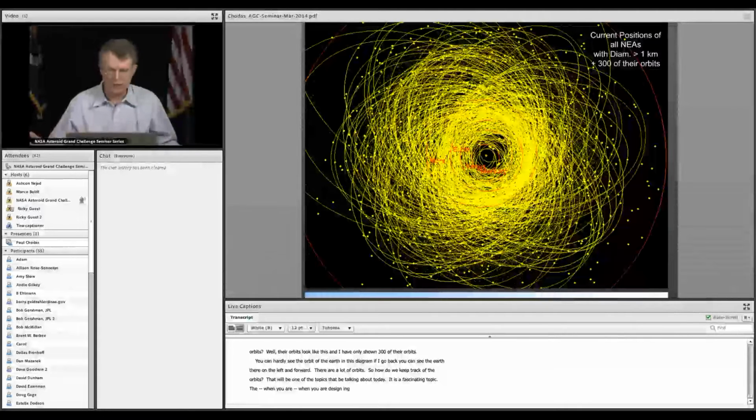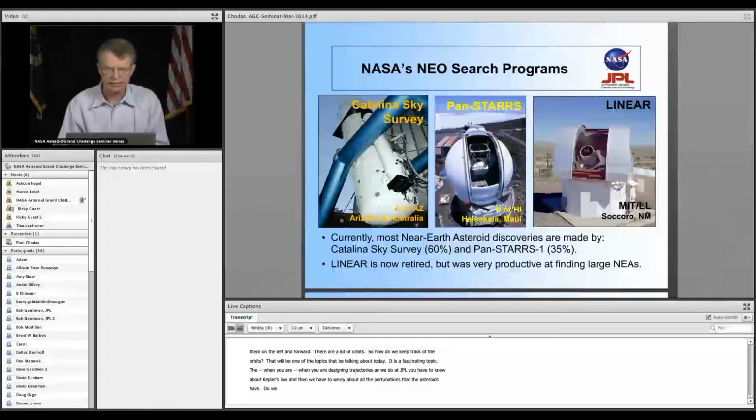When you're designing trajectories, as we do at JPL, you have to know all about Kepler's laws. I'll talk a little bit about that. And then we have to worry about all the perturbations that these asteroids could have. Could they come close to any of the planets? Do we take those perturbations into account? I'll be talking about that.